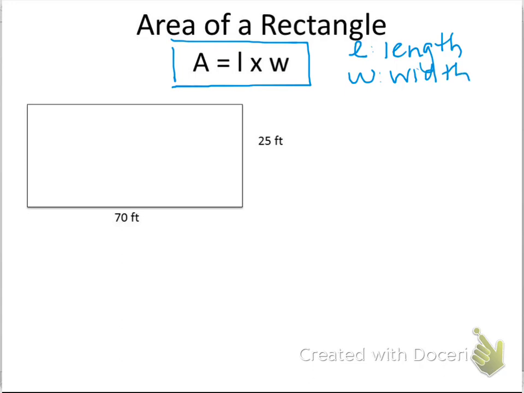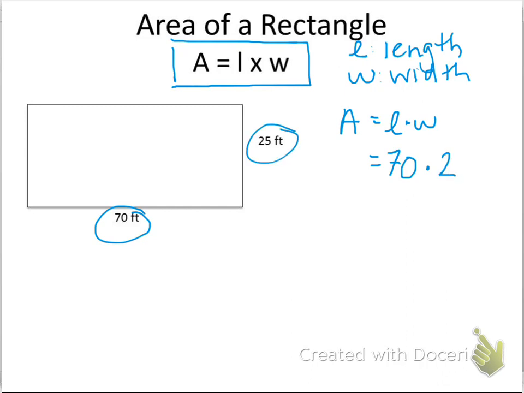Alright, I'm going to show you how to use the formula. So we have A is equal to L times W. You always need to write that formula whenever you're doing this. Then we're going to line up our equal sign, so A is equal to L times W. Well, what's my length here? My length is 70 feet, so I'm going to write A is equal to 70 times my width of 25. So all I've done is, instead of writing L and W, I've written my length and my width.